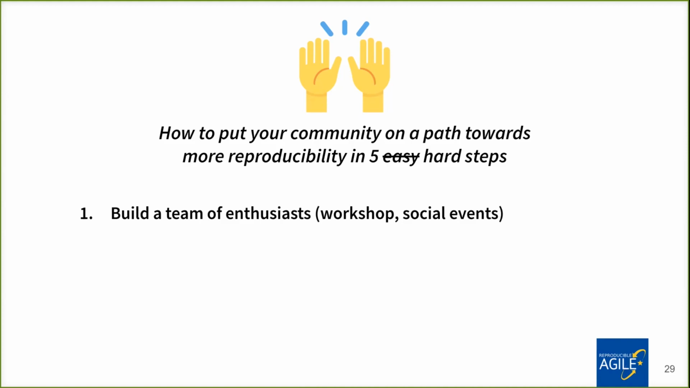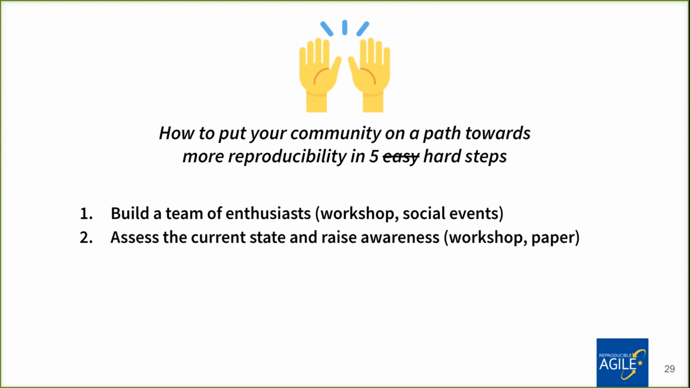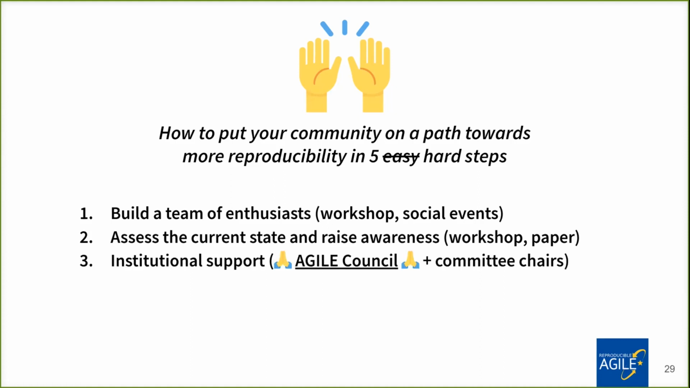The first step is to try to build a team of enthusiasts. We did that through the workshop. The second step is that you assess the current state and raise awareness, which we did with another workshop and the paper that I mentioned. When you make this assessment, people cannot really say that this is not a problem. We were also very lucky to find institutional support. There is the Agile Council, who heads the Agile organization, and we found support there. That was really important for us as well.